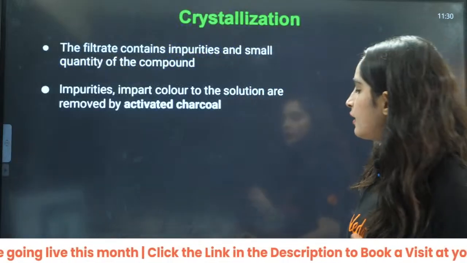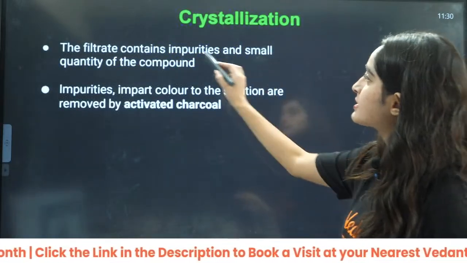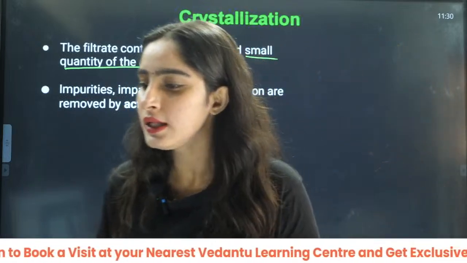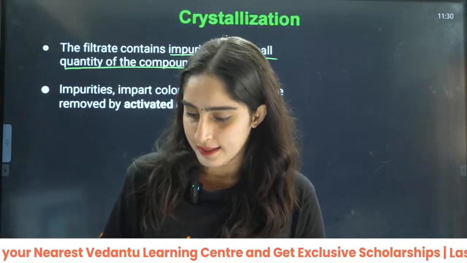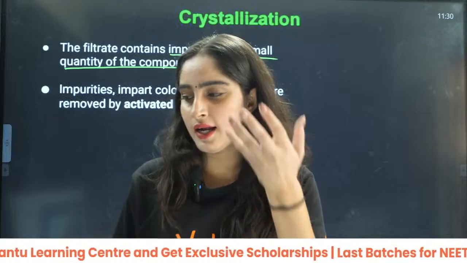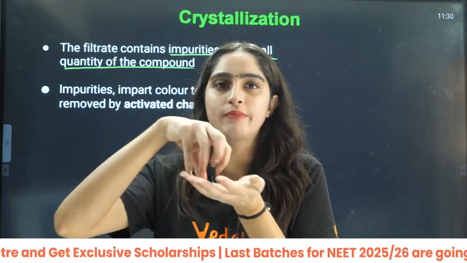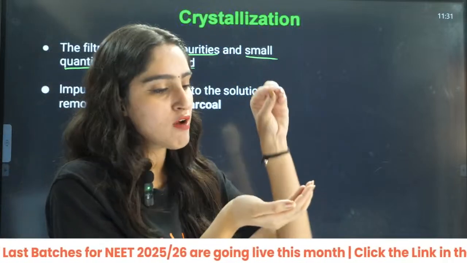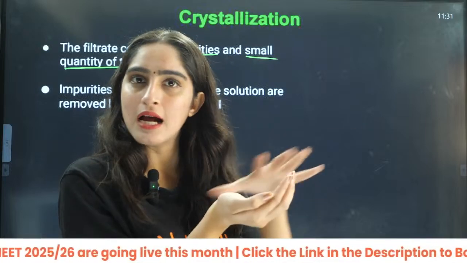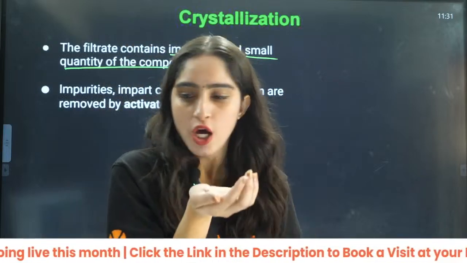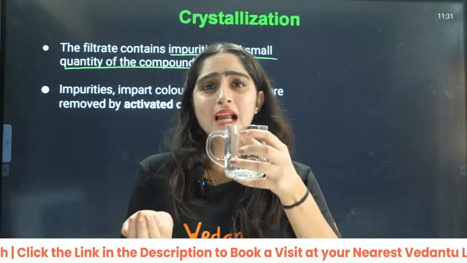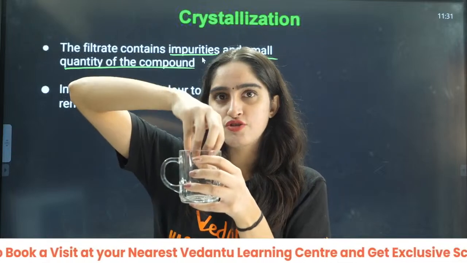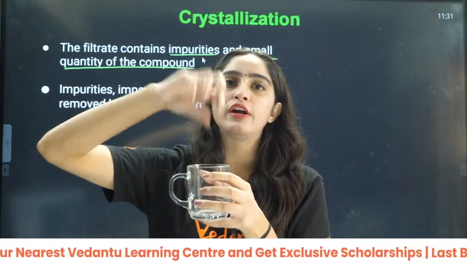Okay, so now the filtrate. They are saying the filtrate contains impurities and a small quantity of the compound. Now what is the filtrate? For example, in my hand, this is a china dish. In this china dish, I have the crystals formed, and the impurities are separated out, which are not in the crystalline form. So what I will do, this is my glass, I will use a filter paper here, and I will just try to filtrate. I will use the filtration method.